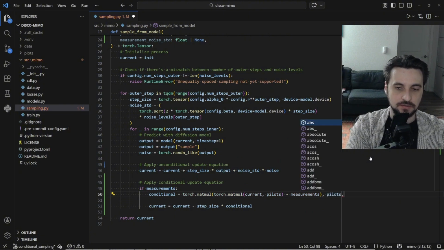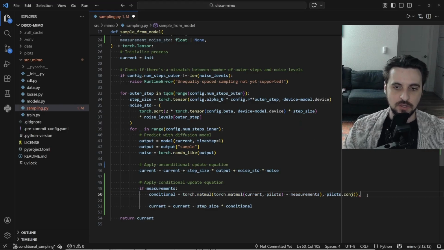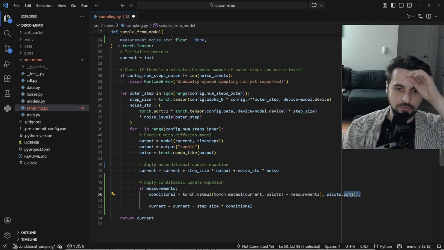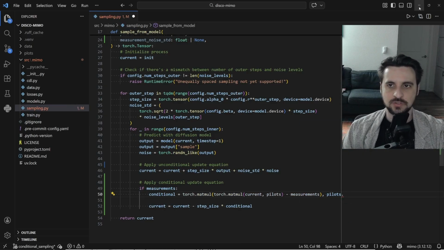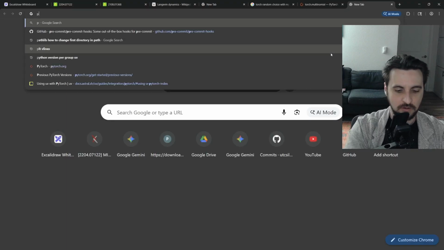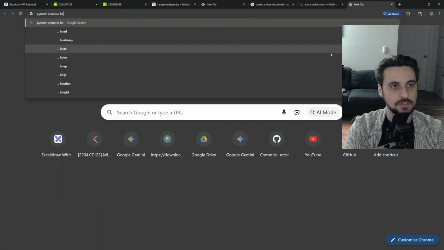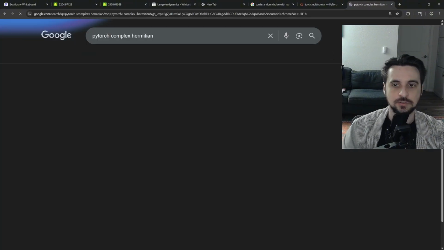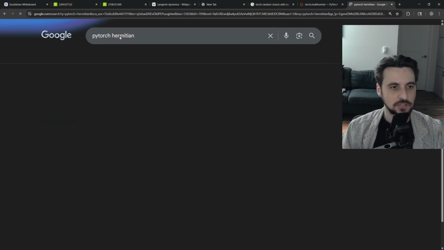Dot conj dot, I need to do, do I have dot Hermitian in PyTorch? That would be nice. Oh, PyTorch doesn't have complex Hermitian? Not even in the last version I'm on? PyTorch complex Hermitian, or it doesn't have the H?